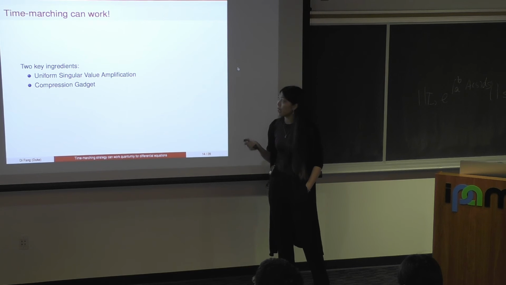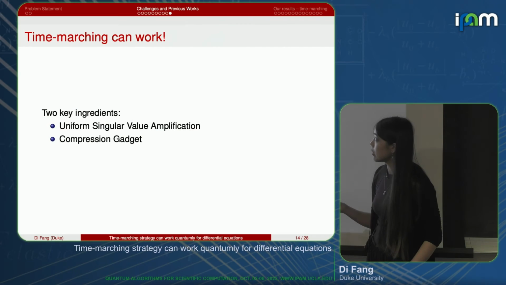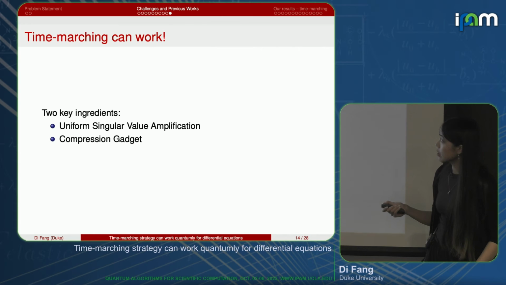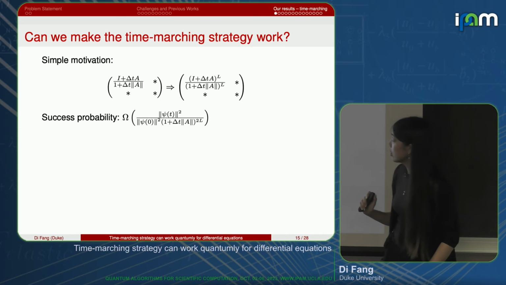Now I'm going to talk about how this, the catchphrase is really time marching, can work. There are two key ingredients that I'm just going to discuss a little bit. Number one is the uniform singular value amplification. The other is a compression gadget.